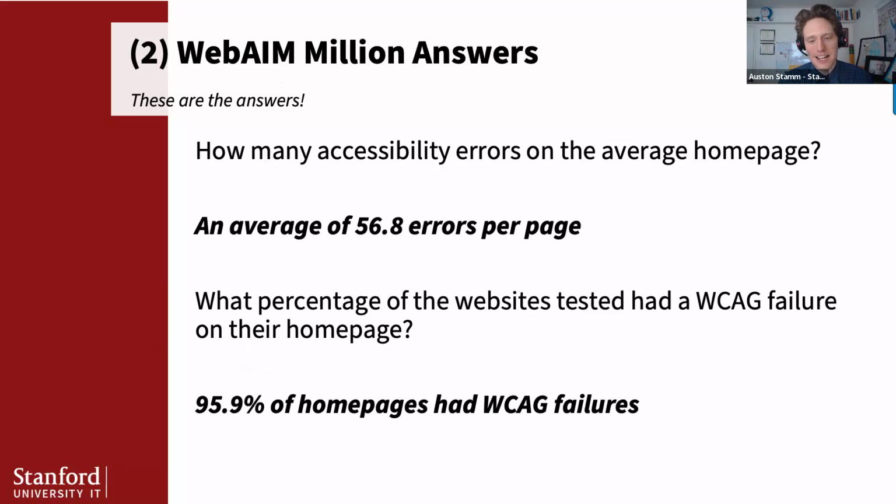Okay. So the answer is 56.8. So in between 90 and 10, I guess, in that spread. And then the percentage of websites tested that had a WCAG failure was 95.9%. So most of them did have one failure, which just highlights how inaccessible the web is and how we should be really focusing on making our content accessible so that we can reach a really wide audience of people, because it wouldn't be acceptable to not include someone because of their race or gender from a space.